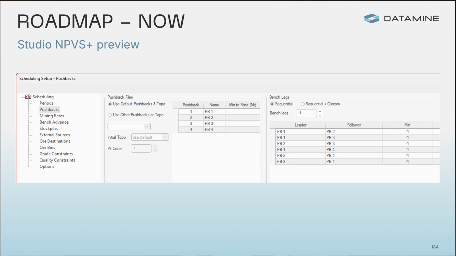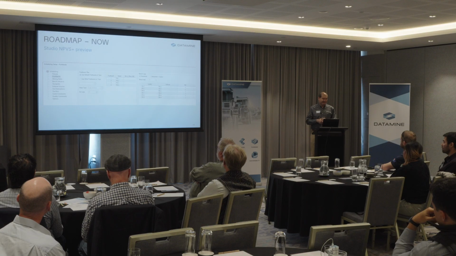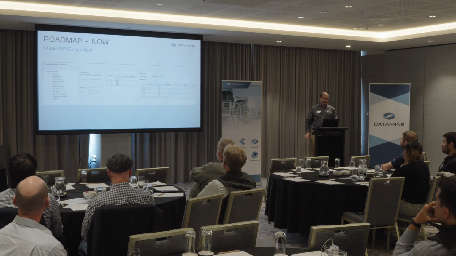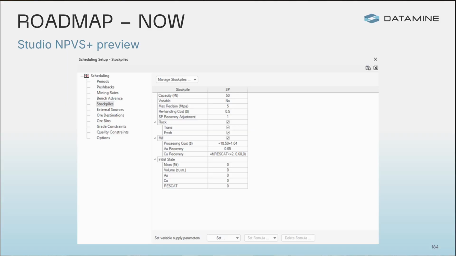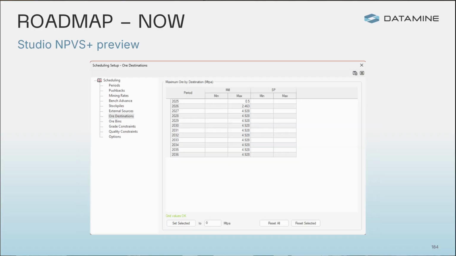Then you're defining the mining rates. You can control the pushbacks in a similar way. What we try to do here is to simplify the input. So on the same page, you're defining as many relevant inputs as possible, so you don't have to click from dialog to dialog, and quickly set up the constraints that you have to follow. Here you're defining the mining rates. Oops, wrong button. You're defining stockpiles, defining the ore destinations.